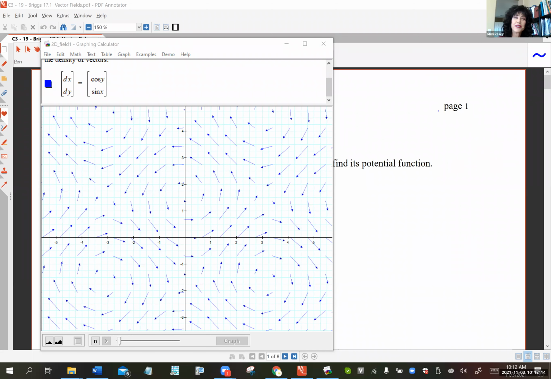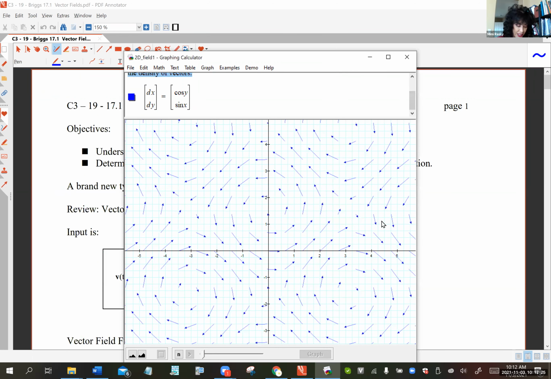Hey, welcome to another fabulous day in Calculus 3. We're going to be looking at vector fields today. Exciting topic. Here's a picture of a vector field right here. Oh, but that just looks like a bunch of arrows. I know. A vector field is a graph of a collection of arrows.